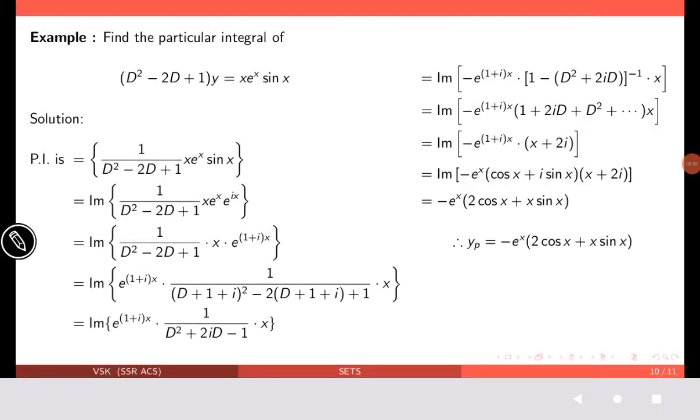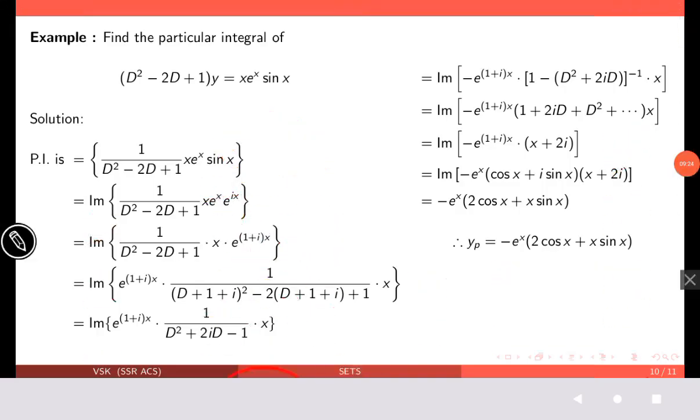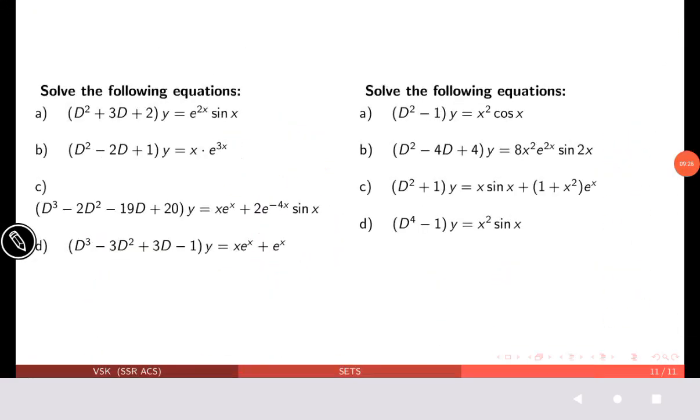This example will be the same as I explained in the last one. Sin x is converted into exponential form, and because sin x is appearing, we will take the imaginary part. In place of sin x we have written e to the power ix, and the remaining method is the same, and finally we get this expression. You can solve these questions very easily. There is no problem.